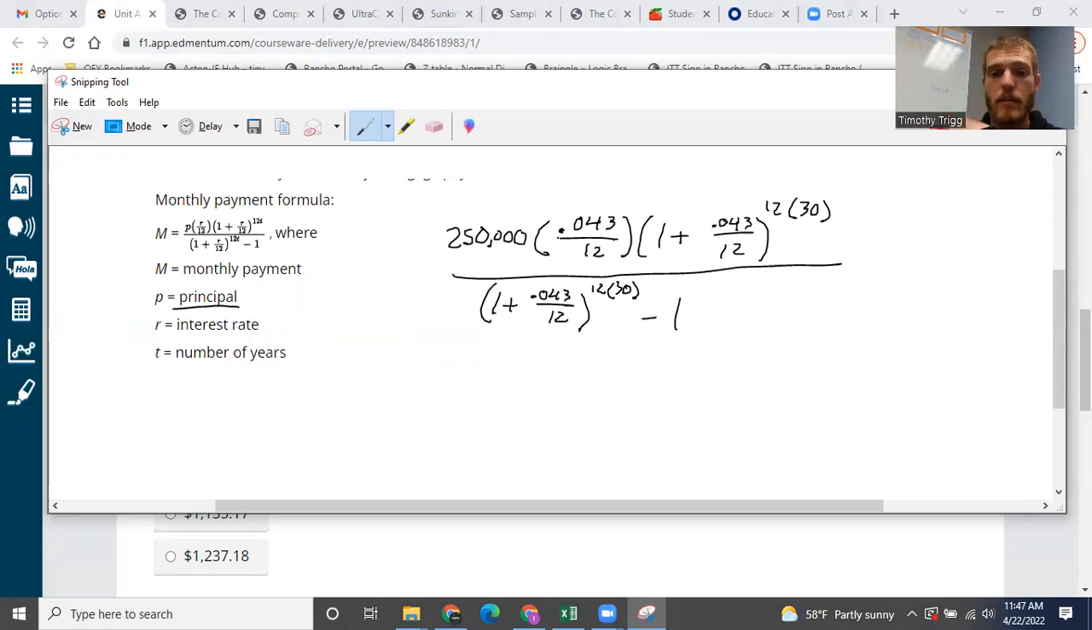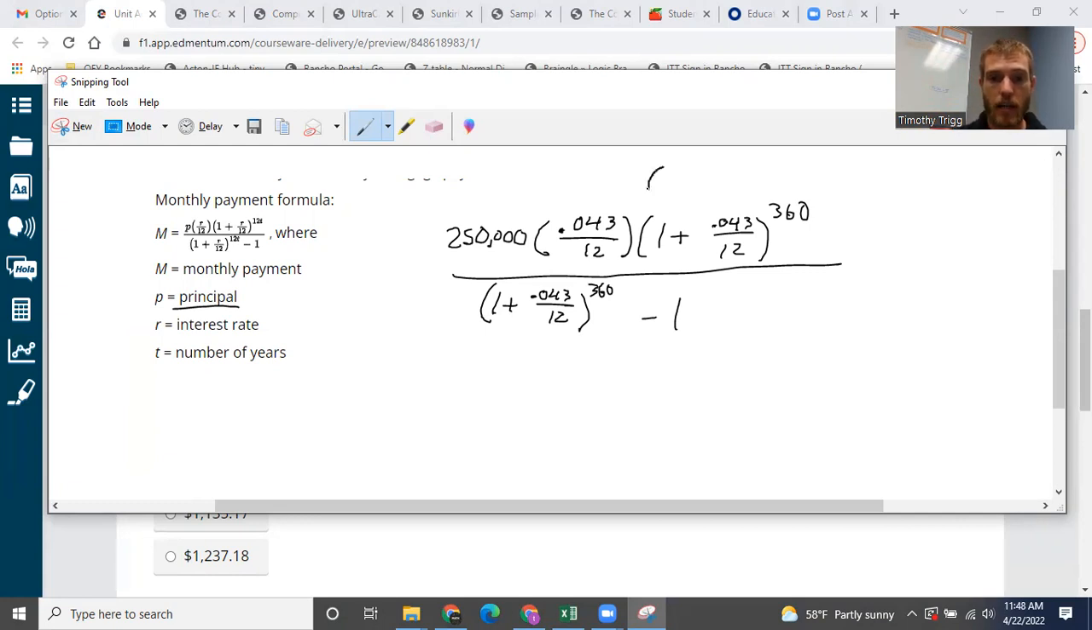Okay, so it's a big calculation, but it's actually not that bad. Let's first figure out this 12 times 30. Well, 12 times 30 is going to be 360. So that's 360 there, and I'll just replace 12 times 30 with the 360. Let's figure out what's in these parentheses first. We're going to do 0.043 divided by 12 plus 1, and then that answer to the power of 360. Get your calculator out. 0.043 divided by 12. And if you write everything I write, it'll make a lot more sense. Add 1, then to the power of 360.